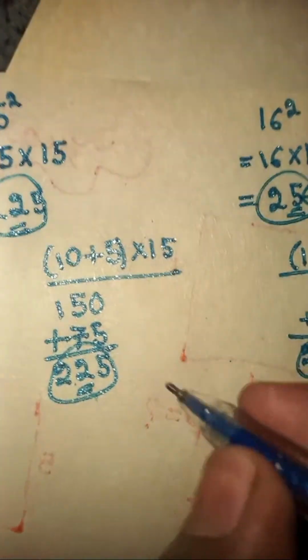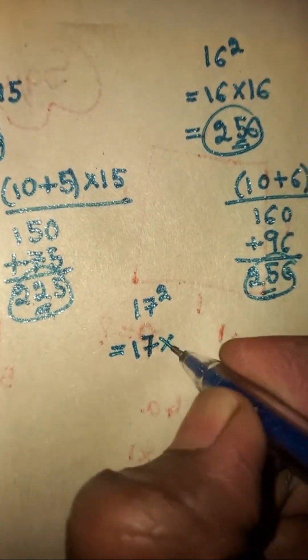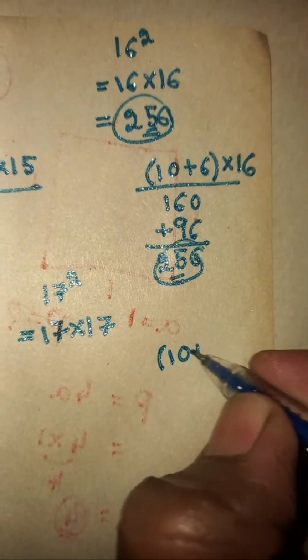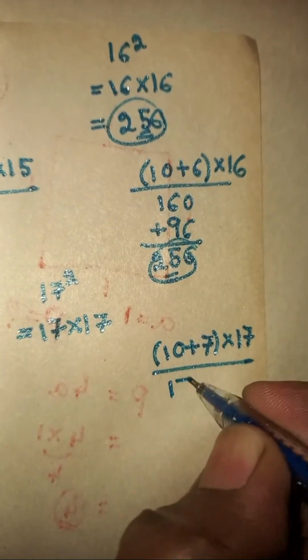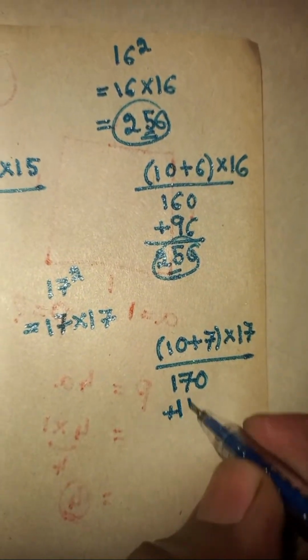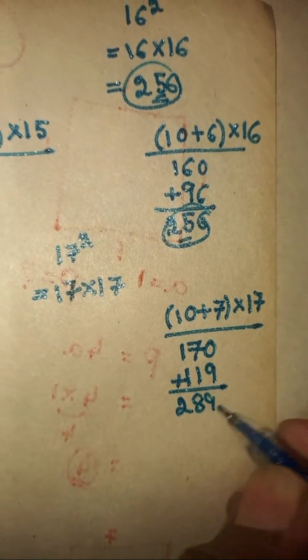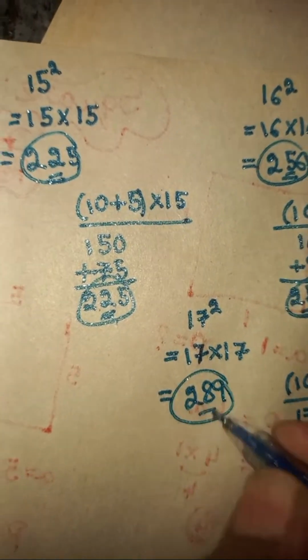Let's write here 17 square. 17 square equal to 17 times of 17. You can split and write 17 as 10 plus 7 times of 17. 17 times of 10 is 170 plus 17 times of 7 is 119. 170 plus 119 is 289. So this completely equal to 289.